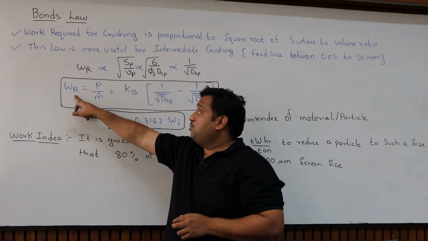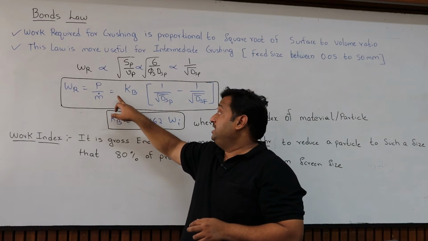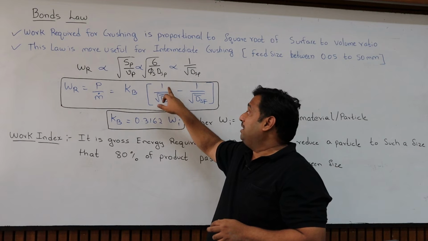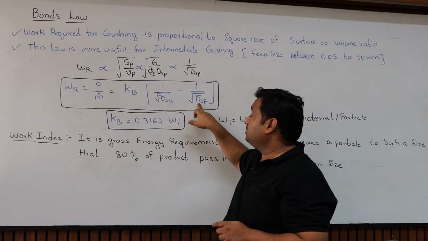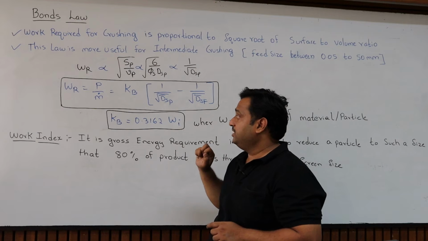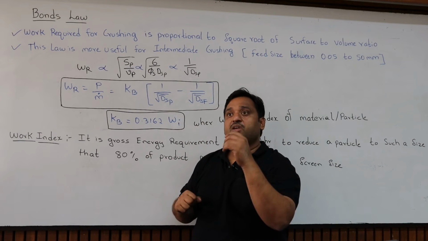That means the work required, P by m dot, is equal to KB into 1 by square root of the product diameter minus 1 by square root of the feed diameter. This is called Bond's law.